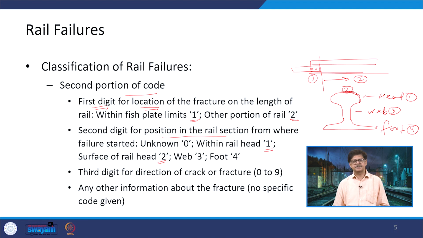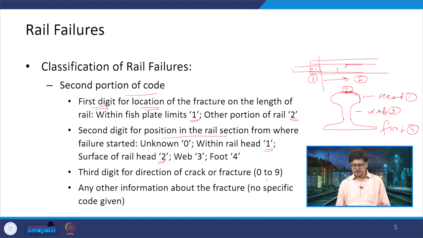The third digit defines the direction of the crack, and we are not going to give you the complete 10 digits and their information. It basically defines in which particular direction the crack is moving. So, it is moving towards the down, it is moving towards the up, it is going along the connection of the rail head and the web.